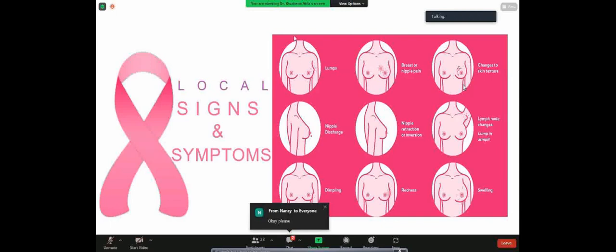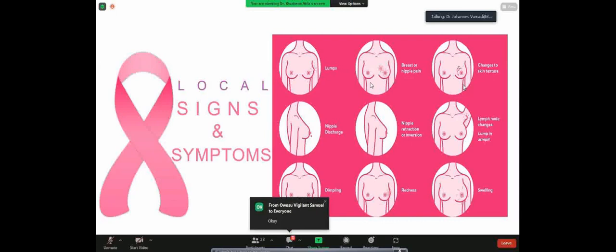Okay. So some people may also have nipple discharge, nipple retraction. Naturally, there are some people whose nipples are retracted or inverted. If you are that type, it is not a cause for alarm. But if naturally your breast is not retracted or inverted, then when you observe that it has retracted or inverted, there's a cause for alarm. You have to speak to your clinician.